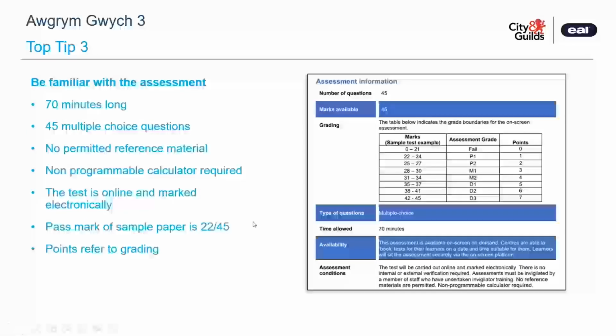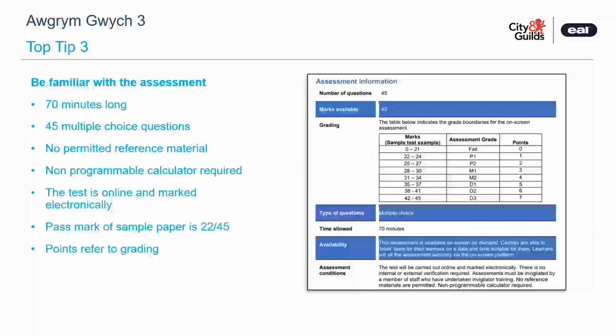So top tip number 3, be familiar with the assessment. So again, a lot of questions come up around how long is the assessment. This is a snip from the documentation on the Skills for Wales website. So we know that it's 70 minutes long. We know there's 45 multiple choice questions. There's no permitted reference material. Non-programmable calculators required. The test is online and marked electronically.